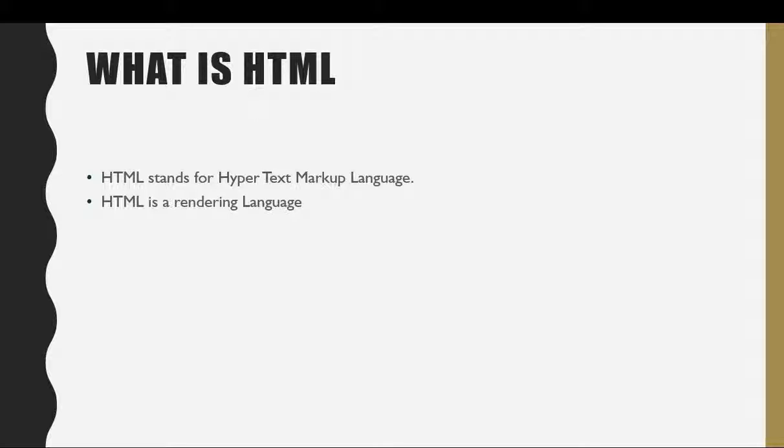Meanwhile, there are a lot of programming languages, but HTML is the only rendering language right now. However, we have CSS, which is Cascading Style Sheets, the styling language, but not a rendering language. The rendering language is only one, HTML. Okay, HTML is used to create web pages.